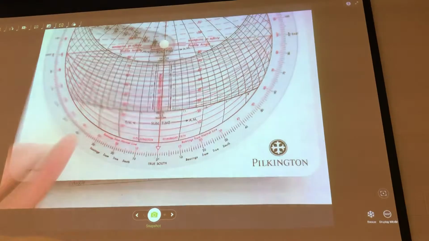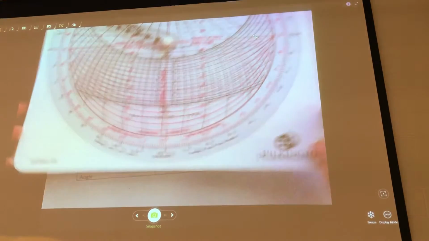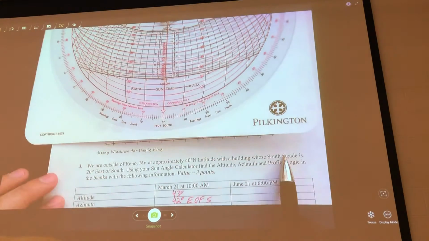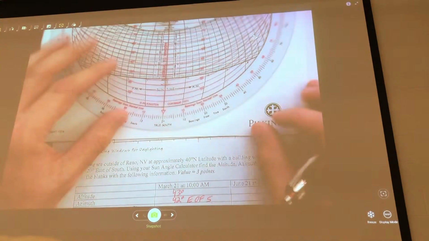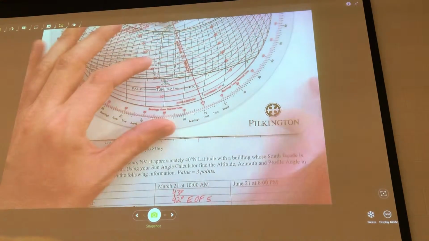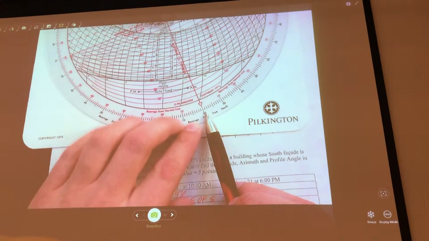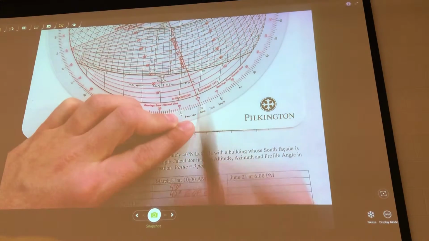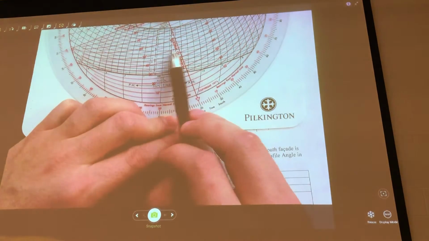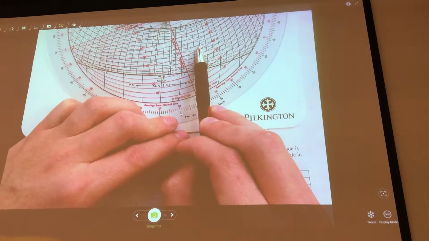Now, do I have this set up correctly? No. Why? Because it's asking you which way degrees east of south. All right, yeah, it's asking us that the window, the south facade, is 20 degrees east of south. So we're going to go 20 degrees east of south. So our window is facing 20 degrees. And we're looking for March 21st at 10 a.m. So let's see, March 21st at 10 a.m. is that point right there.